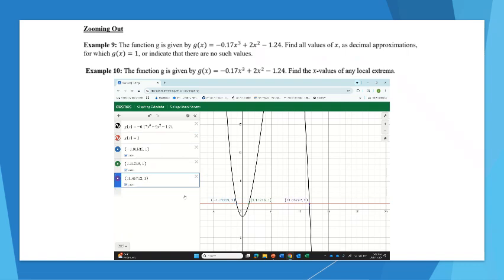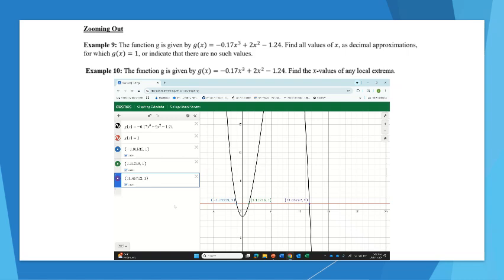at 11.668, and so our 3 points should be negative 1.015, 1.112, and 11.668. Those should be our 3 x values that make g of x equal to 1.